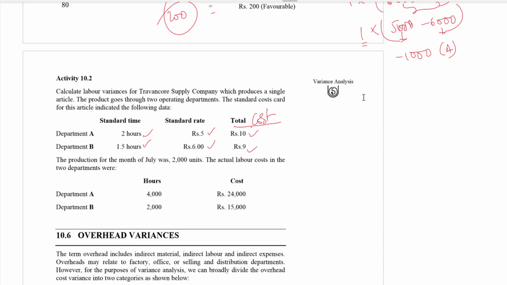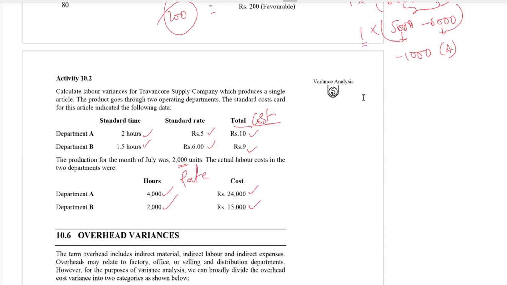The production for the month of July is 2000 units. They have actually produced 2000 units. Okay, the actual labor cost in the two departments: time spent in department A for producing 2000 units is 4000 hours. Time spent in department B for producing 2000 units is 2000 hours. Total cost is given as 24,000 and 15,000, but rate is not given.